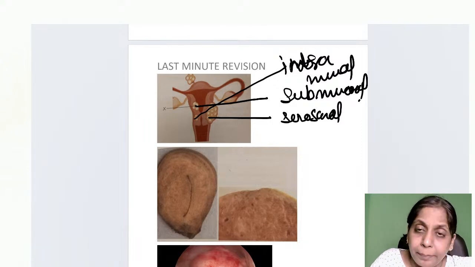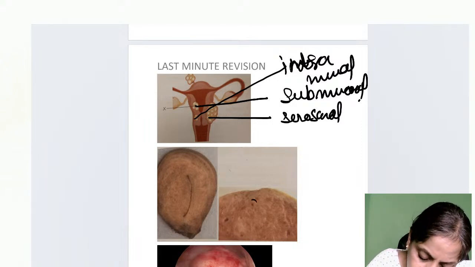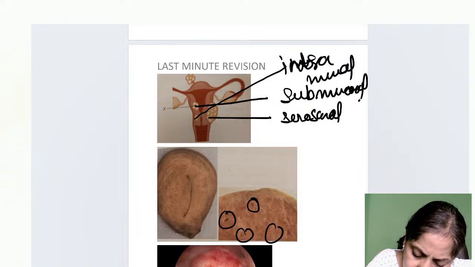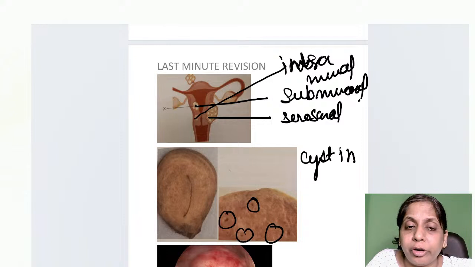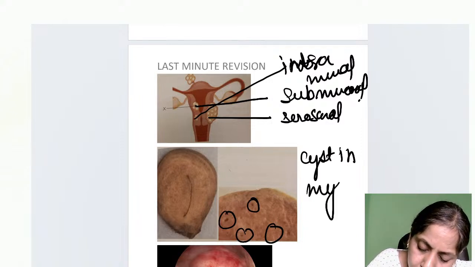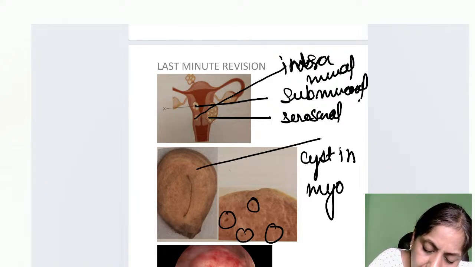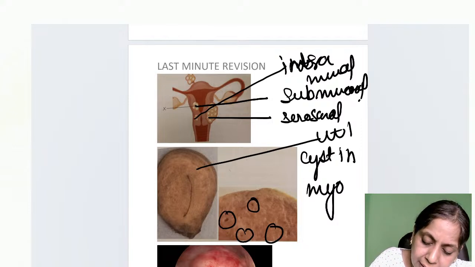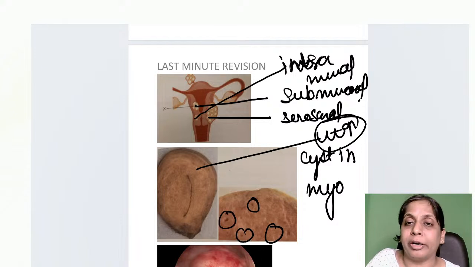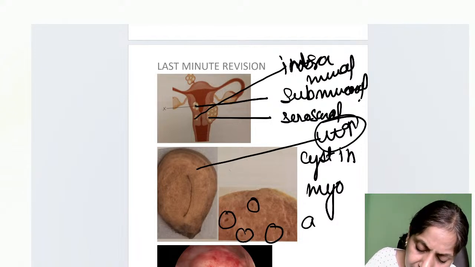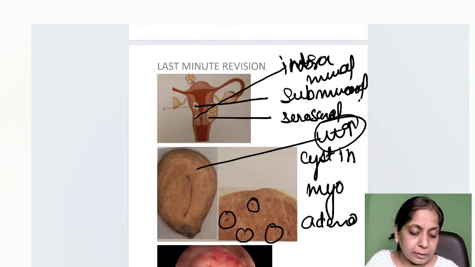This is a picture of adenomyosis. You can see here there are cysts in the myometrium. So when there are cysts or endometrium in the myometrium, it is adenomyosis. And here the uterus is enlarged. You can see there is much more myometrium than expected. So this is a picture of adenomyosis.